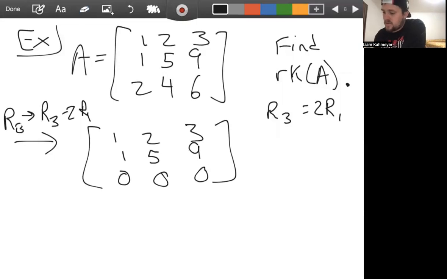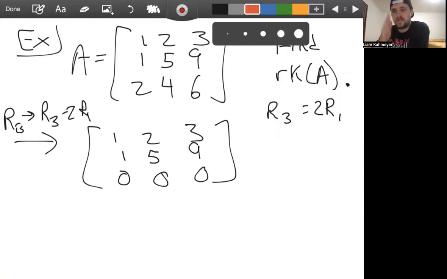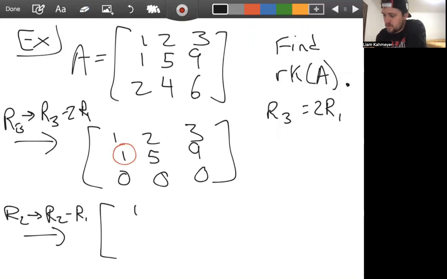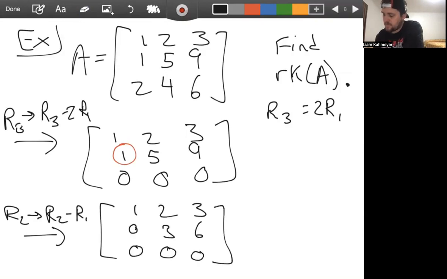Then what do we need to do next? To put it in row echelon form, we need zeros below all pivot positions, right? So that means we need to get this to be a 0 next. And we can do that pretty easily by replacing row 2 with row 2 minus row 1. This gives us 1, 2, 3. And then for row 2, we're going to have 1 minus 1 is 0, and then 5 minus 2 is 3, and then 9 minus 3 is 6, 0, 0, 0.